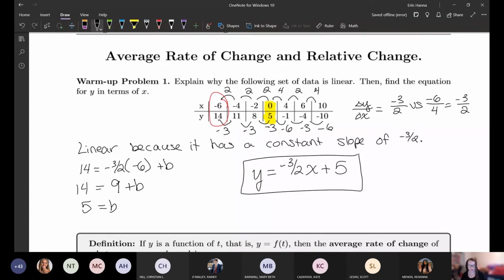And if you use that with any of the other points, (-4, 11), (-2, 8), and so on and so forth, you should get the same b value of +5. Questions, concerns on the warm-up before we go through these notes?